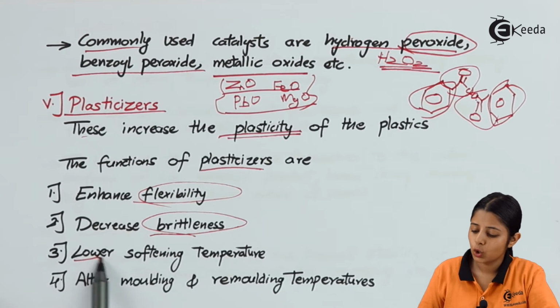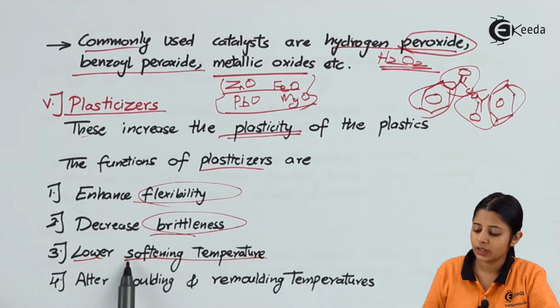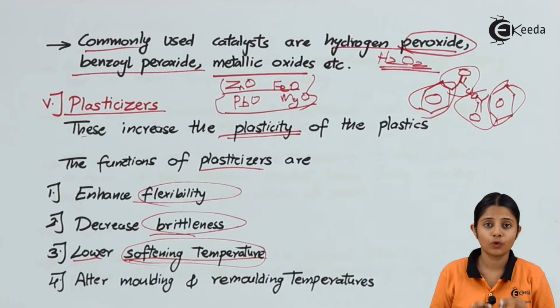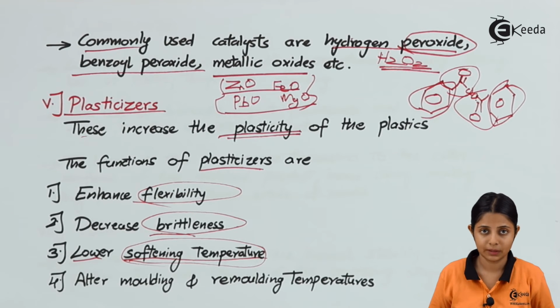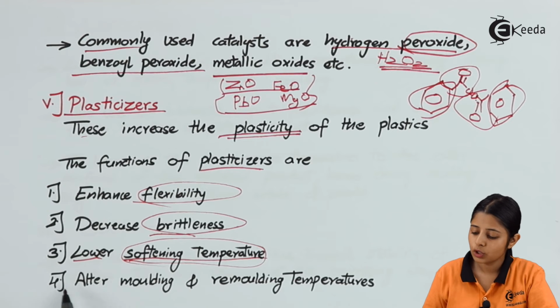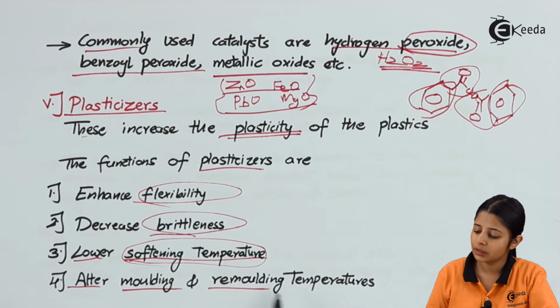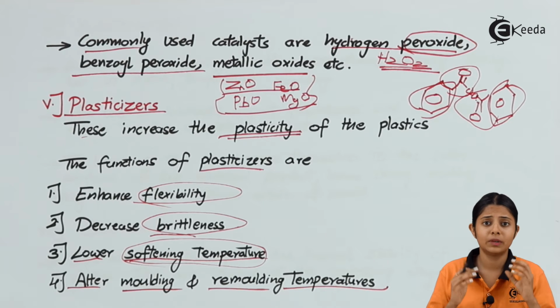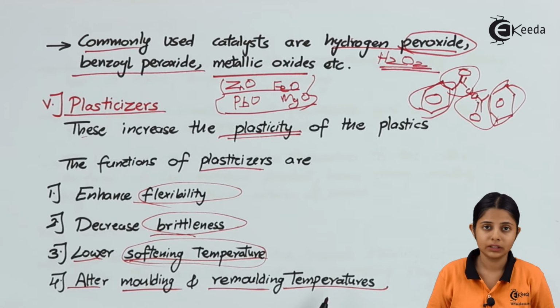Point number 3 is lower softening temperature. Now, it is very important to lower the softening temperature. Plastic should not get soft at room temperature, and that is the reason why we need to lower that softening temperature. Point number 4 is alter molding and remolding temperatures. Now, it's very important that those temperatures should not be extremely high because we'll be wasting a lot of fuel, and thus we should alter the molding and remolding temperatures.